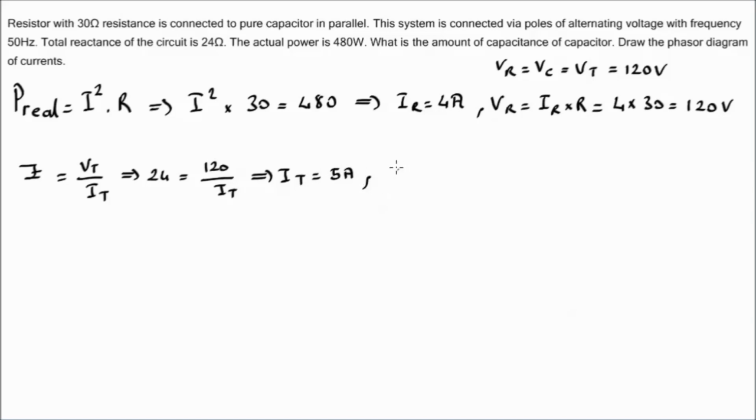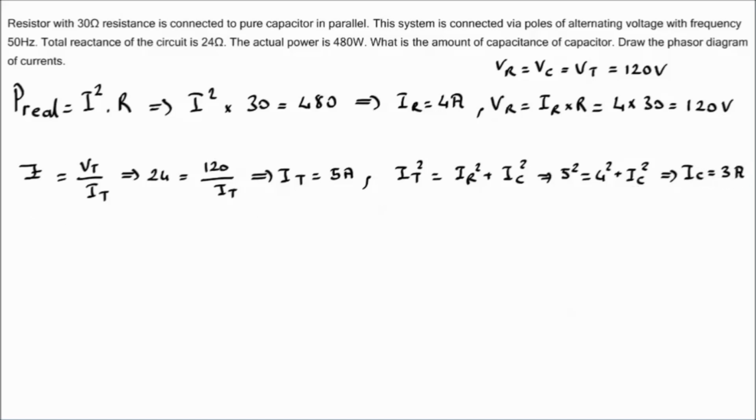I total squared equals IR squared plus IC squared, because there is only a capacitor and resistor in this circuit. So I total is 5 squared equals IR is 4 squared plus IC squared. So IC is going to be 3 ampere.